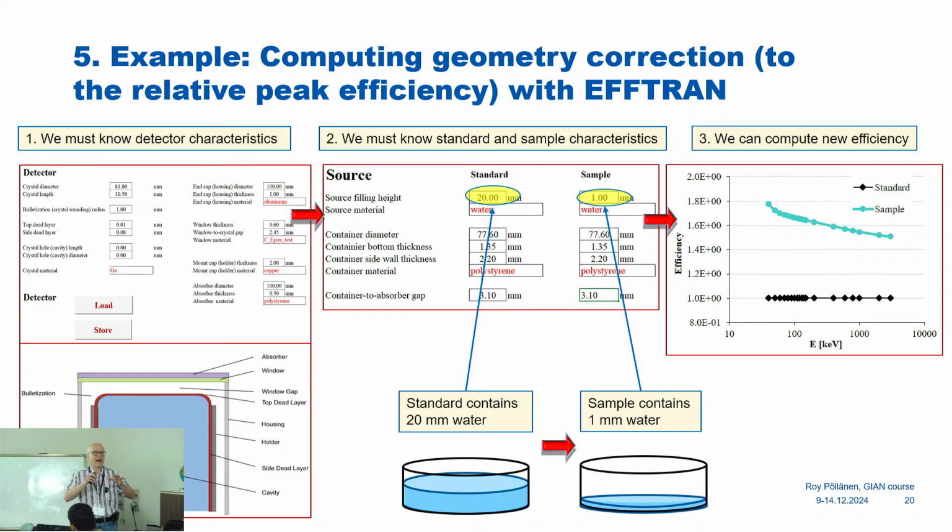This absorber prevents low energy photons from going into the detector. And this container to absorber gap, in this example case, this is just an example, is the distance between the sample and the absorber, 3 millimeters. So you mean to say there is another layer of a material between the sample and the detector? Air. Yeah. This is just an example.